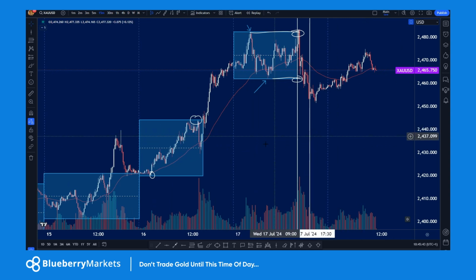Why don't you take a look at when the US session is, how price reacts to the Asia and London trading session, and is there a strategy that you can build around it?